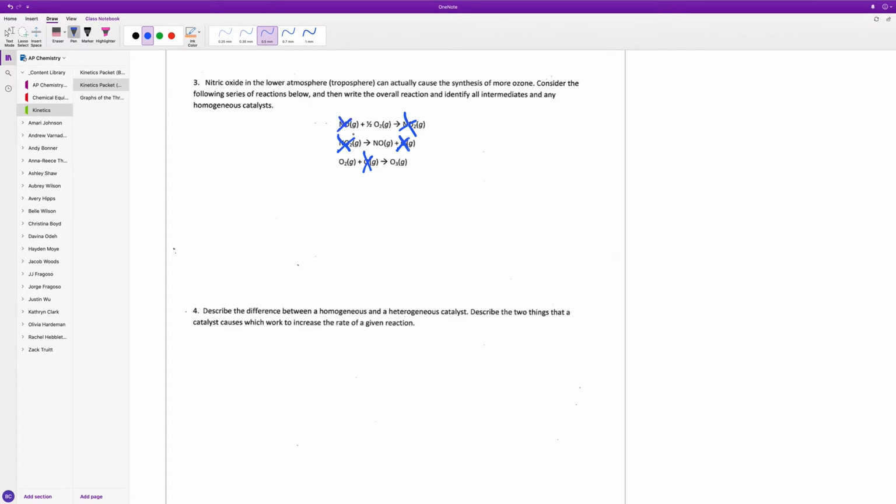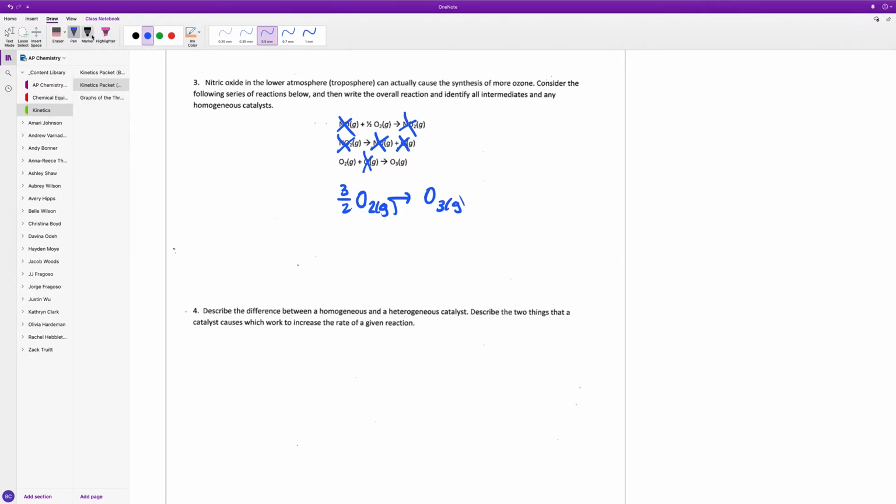The NO is canceling out, right? And so this is generating ozone. Here we have, let's see, 3/2 O2 yields an O3. That's the overall reaction. Okay, so diatomic oxygen turning into triatomic oxygen, ozone.